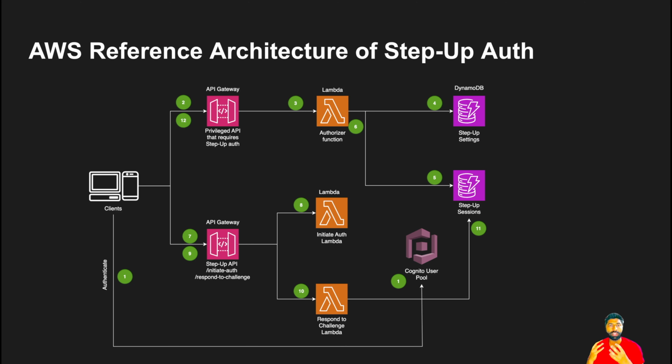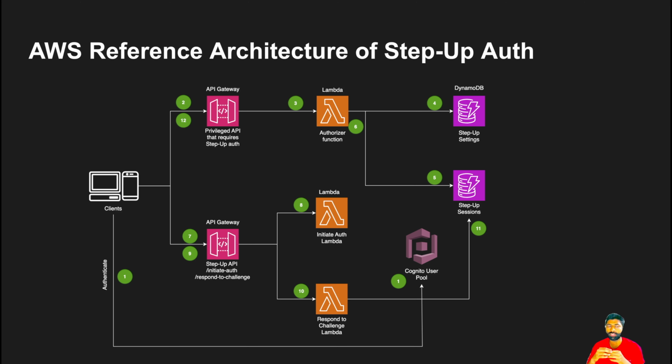AWS provides a reference architecture for the organizations on how they can implement a step-up authentication using AWS services. And this is, by the way, just a reference architecture. I will walk this through step by step. However, you don't need to use this reference architecture for your step-up authentication implementation. You can choose a different architecture or decide which one you want to use.